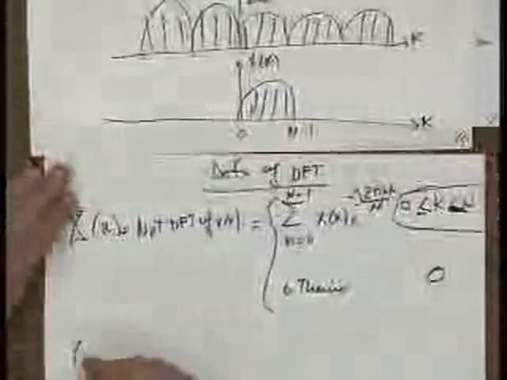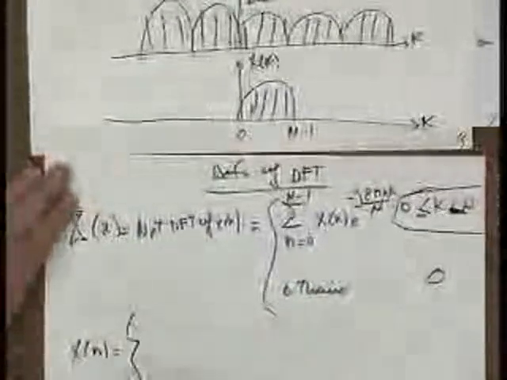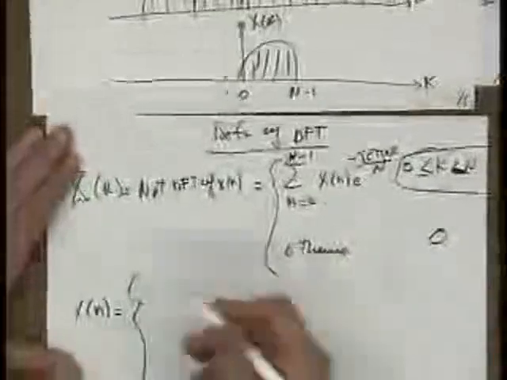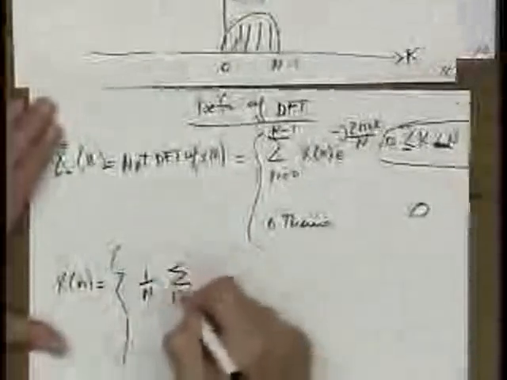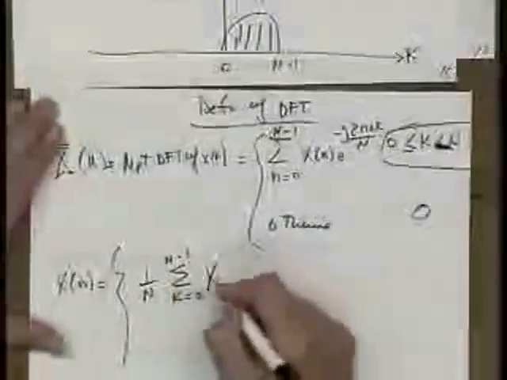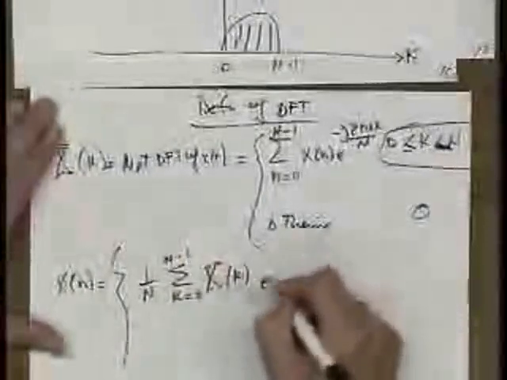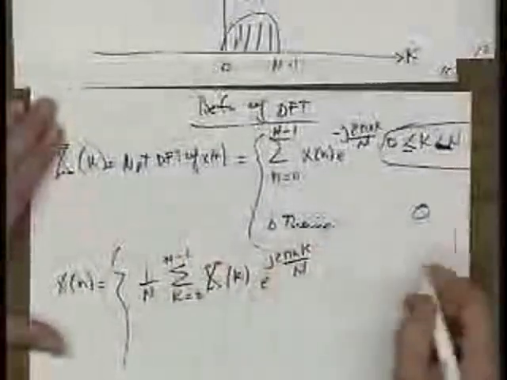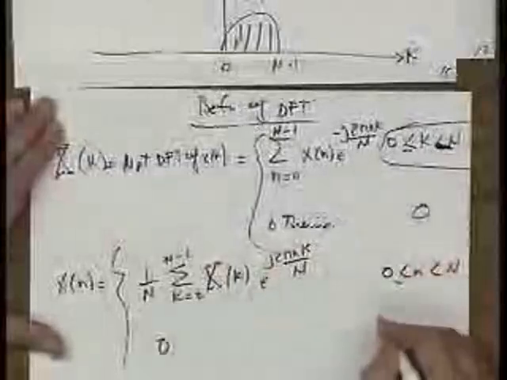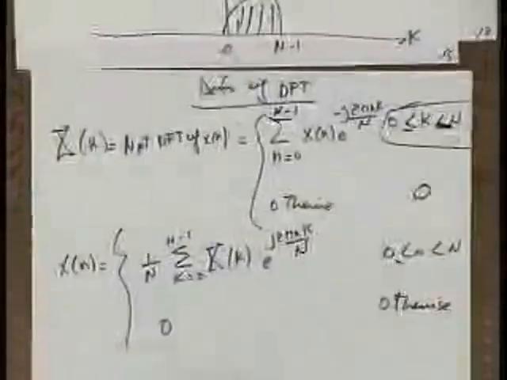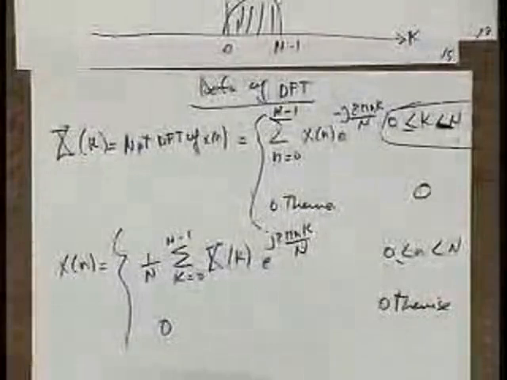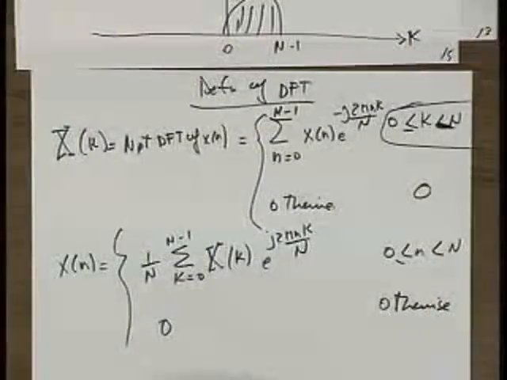And x of n, on the other hand, is given by the same thing. The same way as we would have gotten x tilde of n, but we only want one period of it. So it's 1 over N, summation k equals 0 to N minus 1, X of k e to the j 2 pi nk over N, but only for n between 0 and N minus 1, and it's 0 otherwise. Okay?